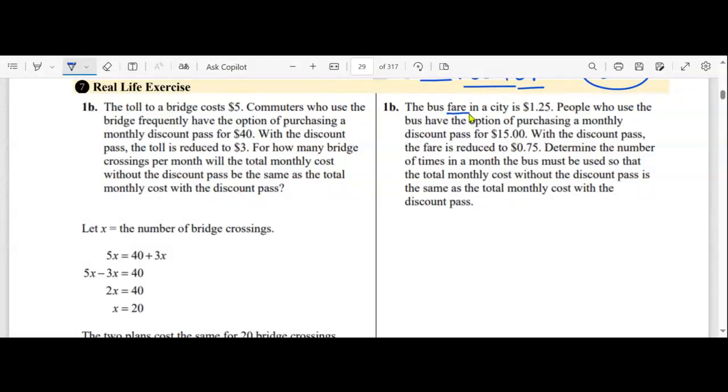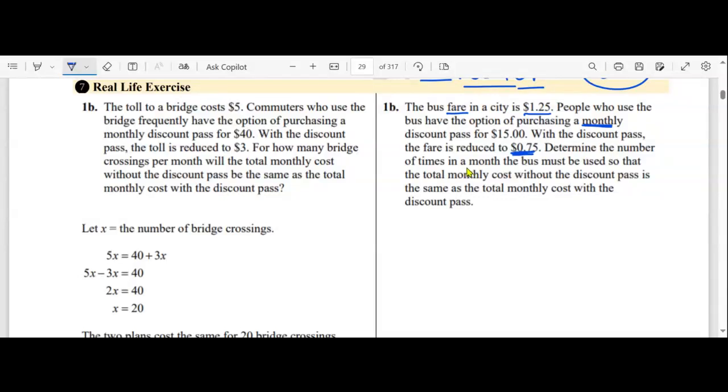I have a question, Doctor. The bus fare, what does fare mean? So, in a city it is how much? 1.25. Okay. People who use the bus have the option to purchase a monthly discount pass. How much monthly? $15. So you can get monthly. With the discount pass, the fare is reduced to how much? 0.75. So those together, right? The 15 and the 0.75.